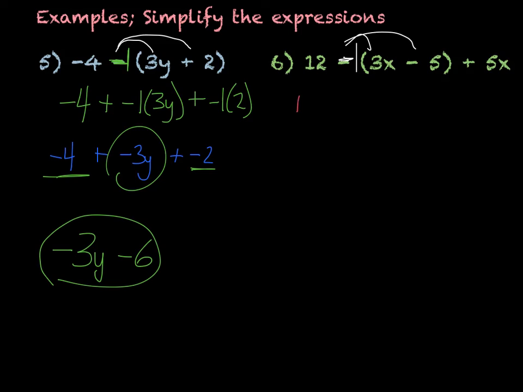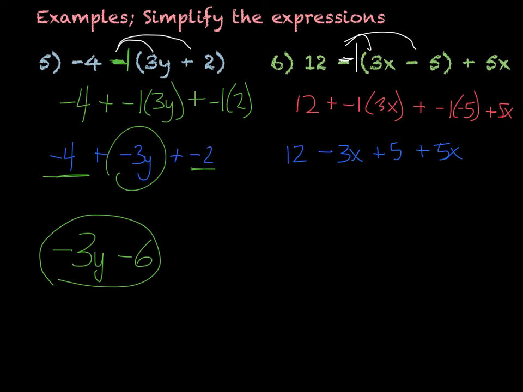That's going to give me 12 plus negative 1 times 3x plus negative 1 times negative 5 plus 5x. Next step, I'm going to actually do the multiplication where I'm going to get 12 minus 3x plus negative 1 times negative 5 is 5 plus 5x.